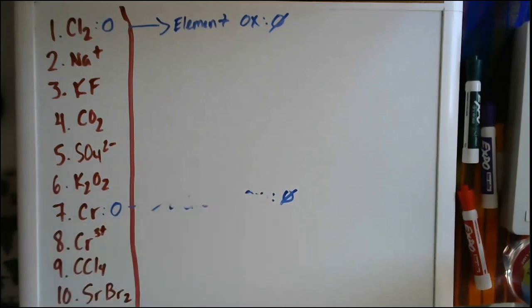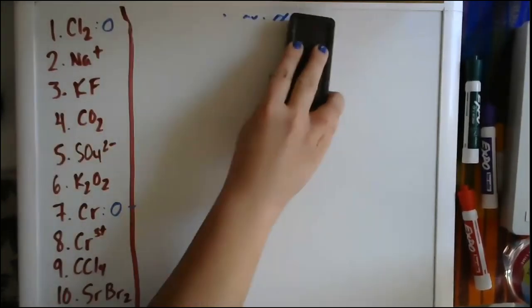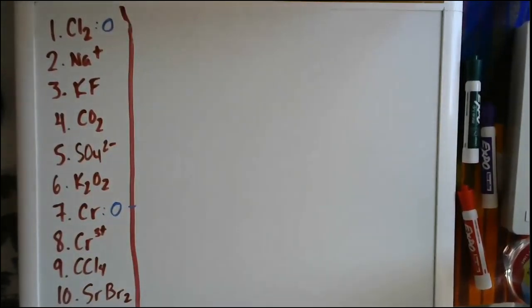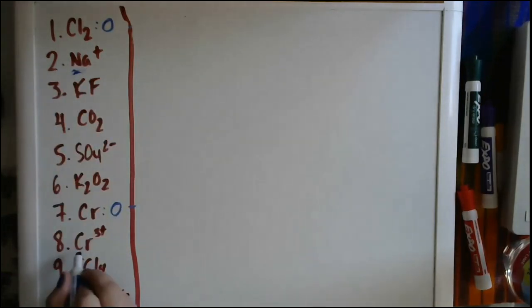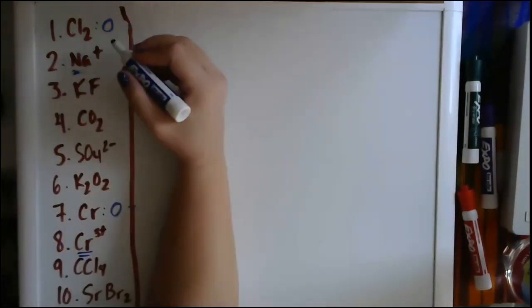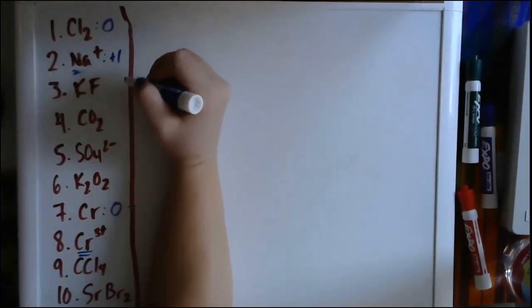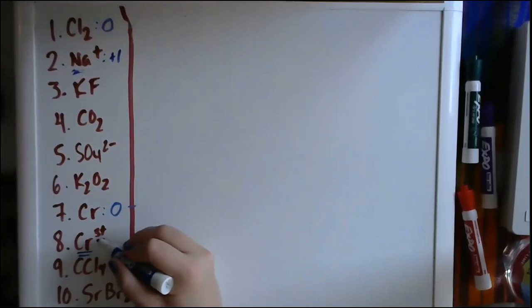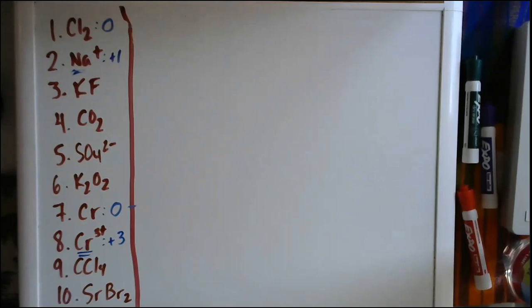You have some other giveaways on here. Okay, because rule number 2 was anything that is a monoatomic ion is going to have the same oxidation state as the charge on it. So I've got 2 monoatomic ions here that I see, Na+ and Cr3+. That means that the oxidation state of sodium ion here is +1, and the oxidation state of chromium ion here is +3. All right.